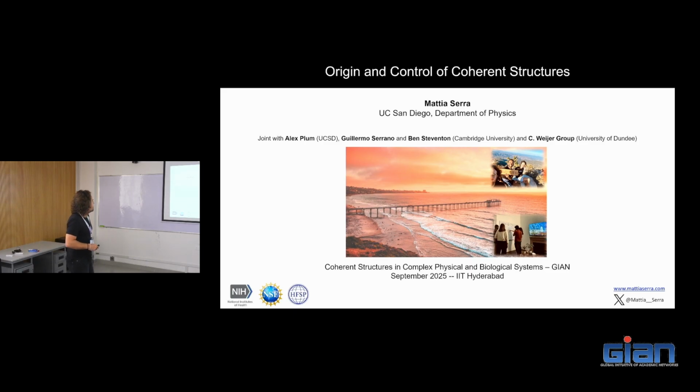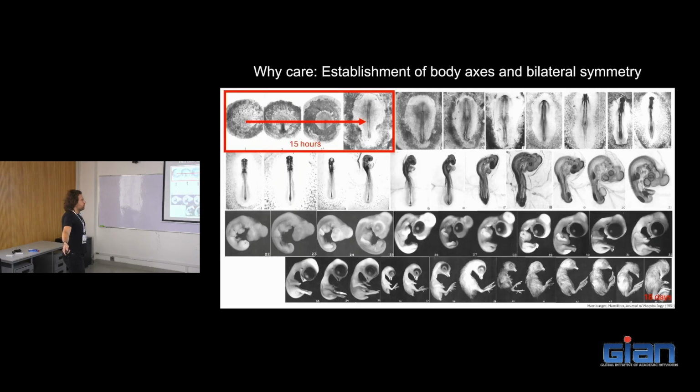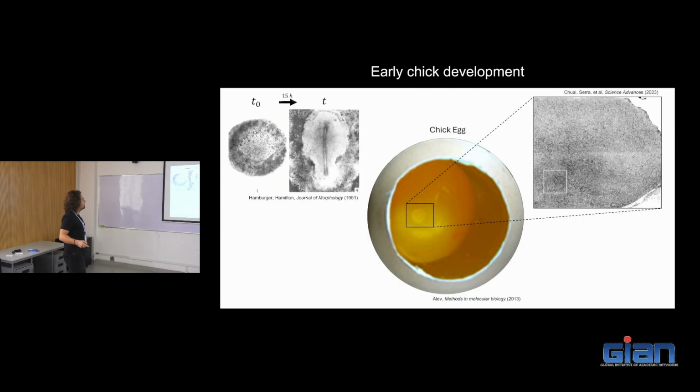So this work is a long-standing collaboration with the group of Kees Beher at the University of Dundee. Kees is a developmental biologist that did all the experiments. Guillermo was a student with Kees and now is a postdoc in Cambridge with Ben Steventon. They also did other experiments. And Alex is a PhD student in the group. Okay, so what we're going to do today is, so this is our system.